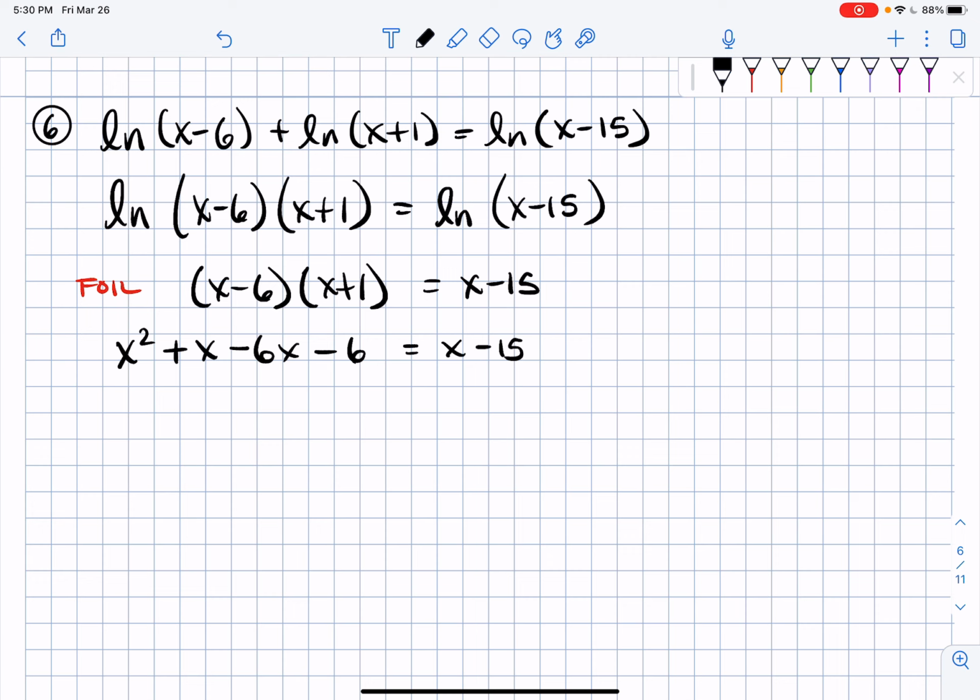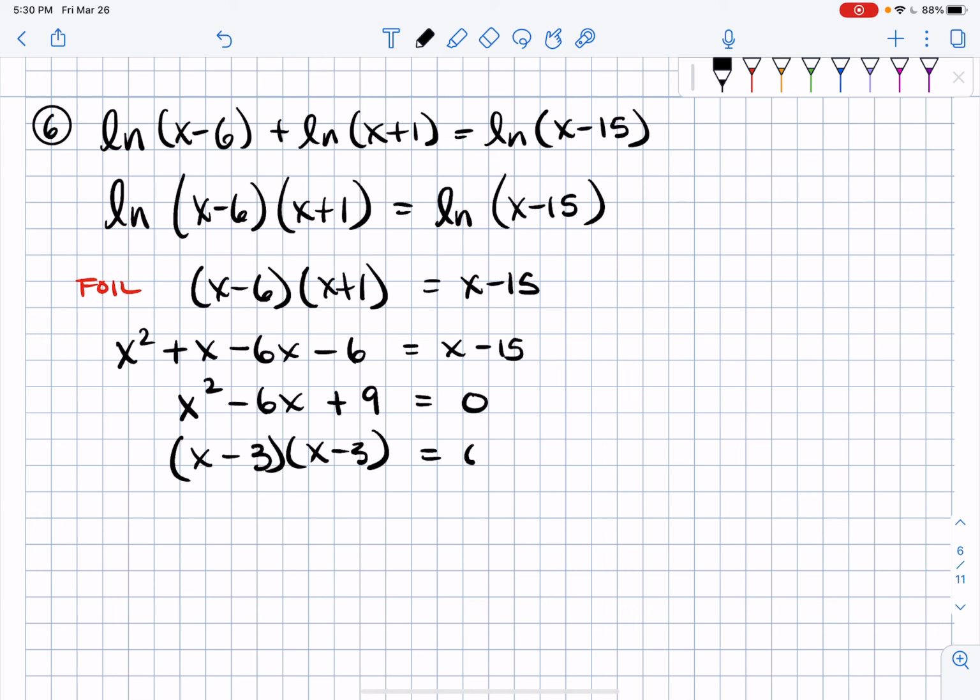I subtract the x over. So I'm going to have an x squared minus 6x. Add the 15 over, and I'm going to get a plus 9 is equal to 0. I have to factor the left side, x minus 3 and x minus 3 is equal to 0. So I have x is equal to 3 as one answer. But Houston, we have a problem. Because if I was to plug it in, I would be taking the ln of negative 3 and the ln of negative 12. You're like, why is that a problem, dude?